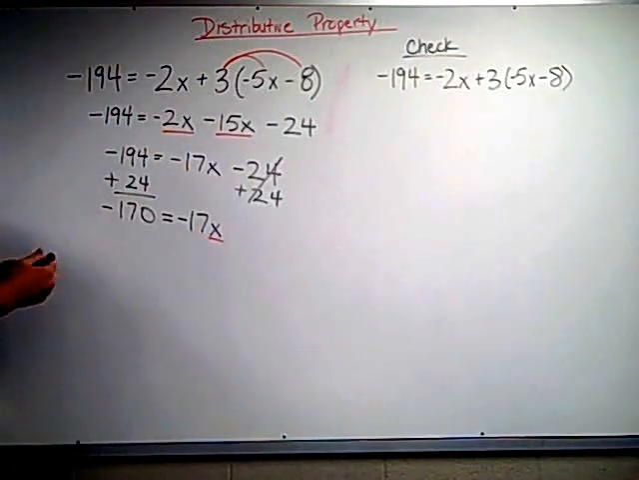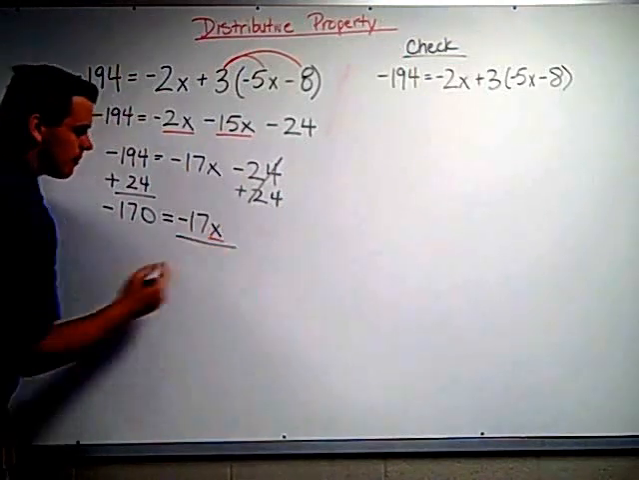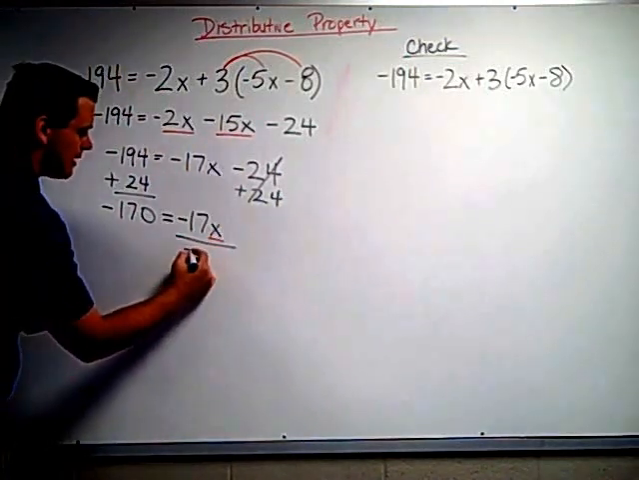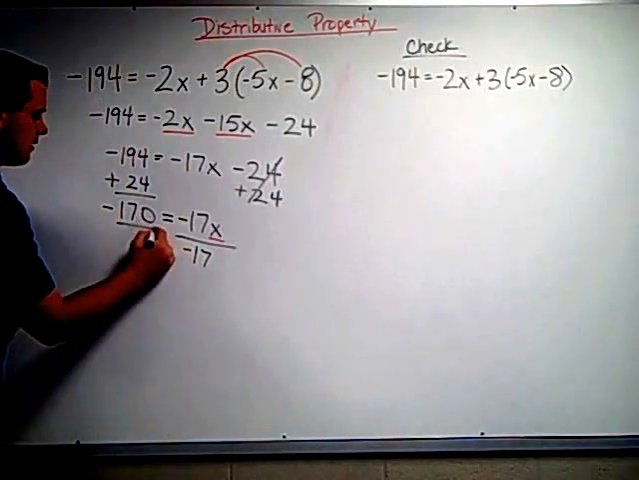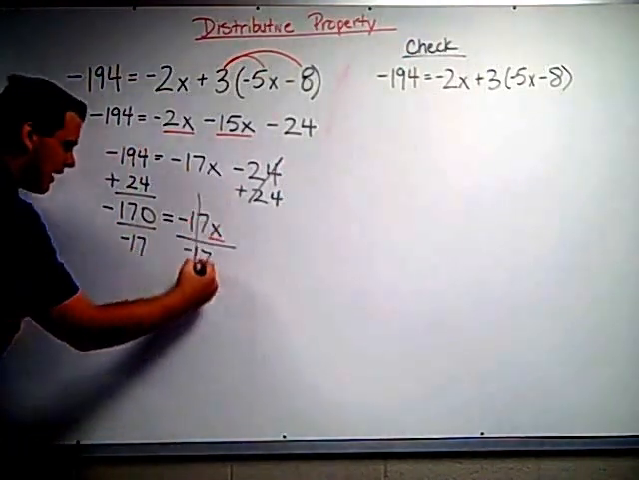So I'm going to divide both sides. Right now it's being multiplied, so I've got to do the inverse operation. So I must divide both sides by negative 17. What I do to one side, I must do to the other. I'm going to cancel here.